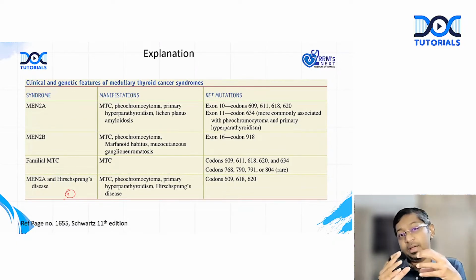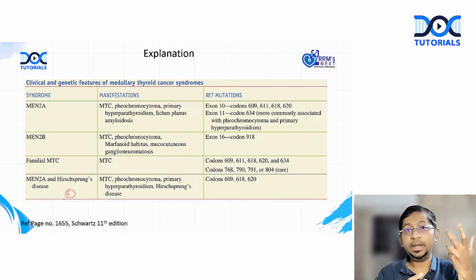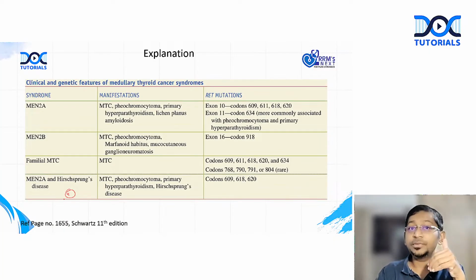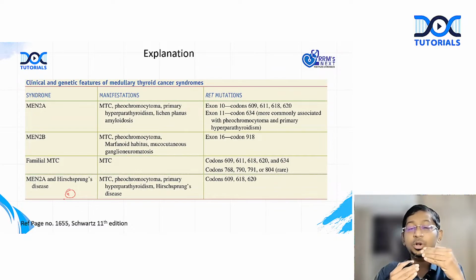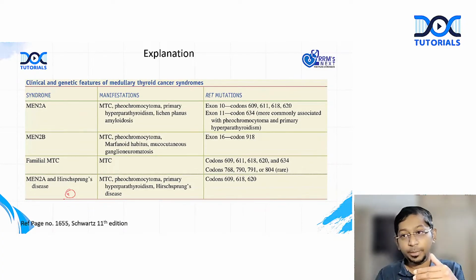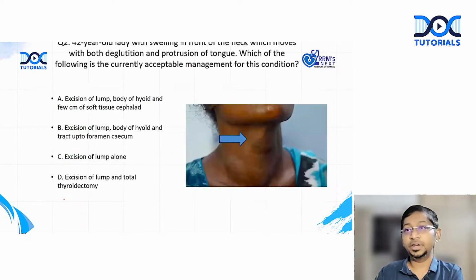Remember, one interesting point in MEN 2 with Hirschsprung: the other components are basically gain of function mutations. The RET gain of function mutations are what is found in MEN 2A syndrome for the other components, whereas for the Hirschsprung disease component, it is actually a loss of function type of mutation. This is what's known as a Janus mutation, where some components have a gain of function mutation and the Hirschsprung disease component has a loss of function. This is an interesting fact that we need to know about MEN 2A along with Hirschsprung.